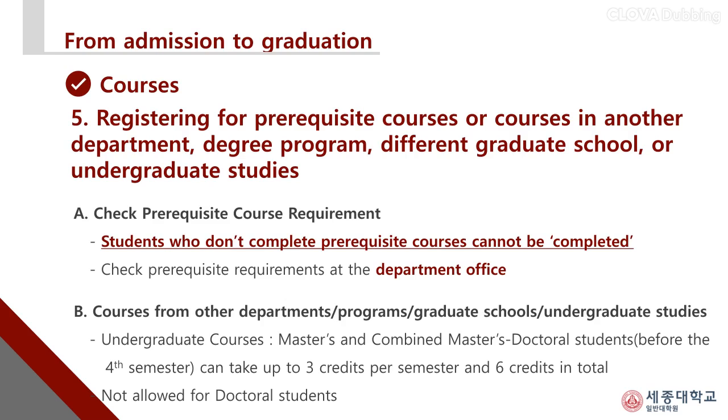Only master's and combined master's and doctoral students can take undergraduate courses. You can take up to 3 credits per semester of undergraduate courses, with a maximum of 6 credits in total. If you're in the combined master's and doctoral program, you are allowed to take these before your 4th semester, and doctoral students cannot take undergraduate courses.